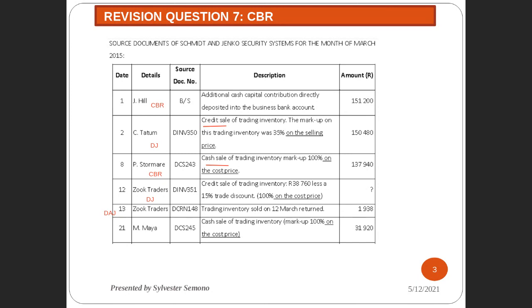So it is DAJ because the customers are returning goods back to us. Unless, as a business, we were returning goods to people from whom we bought on credit, it would be CAJ. Can you see now? So you need to understand that.